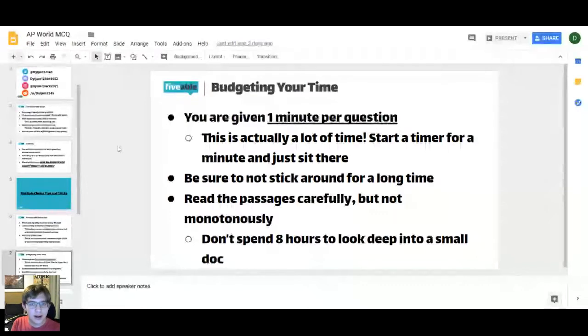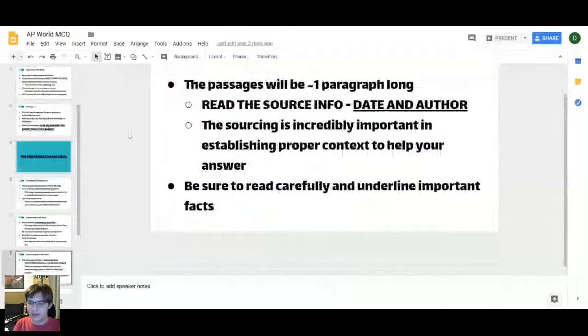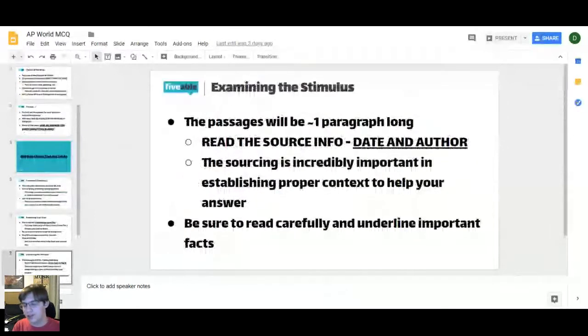All right, examining the stimulus. This is where I saw... So how many people say the worst part of the multiple choice is the stimulus, the painting, the text? All right, that's the best part. I see a lot of people saying it's the... okay, good. That's what we're going to go over tonight.